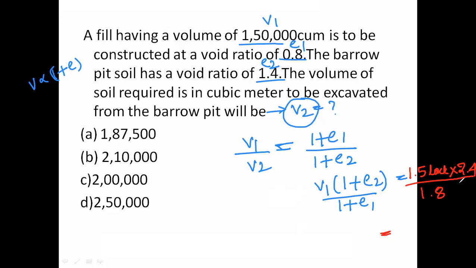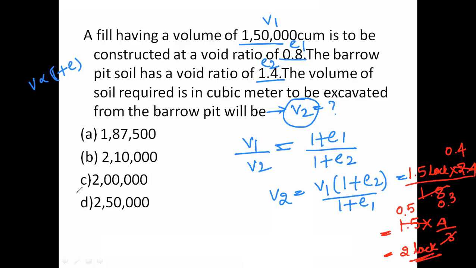If you simplify, 6 threes are 18, 6 fours are 24. So it comes to 1.5 lakhs into 4 by 3. Multiplying both sides by 10, it becomes 4 by 3. 3 5s are 15, so it comes to 0.5. Then 0.5 into 4 is 2. So the answer is 2 lakhs. So this is the solution for this problem.